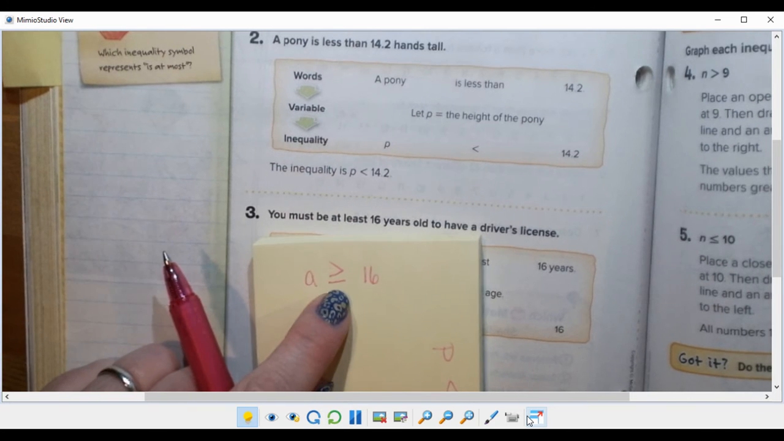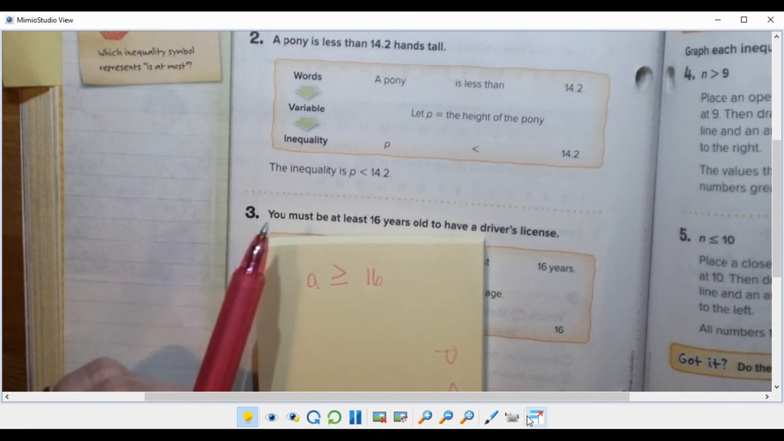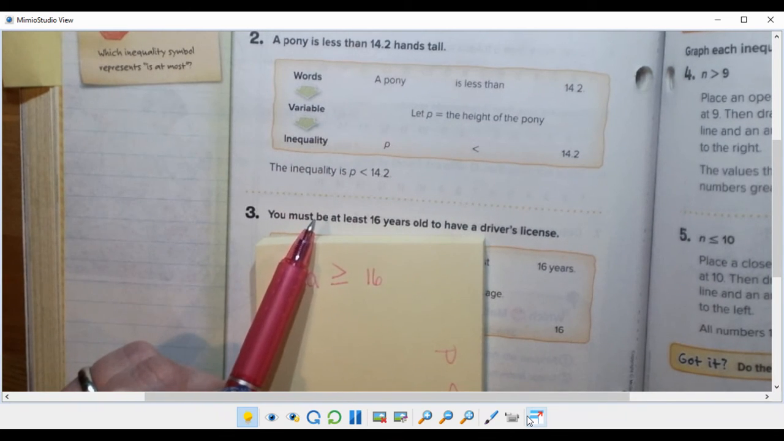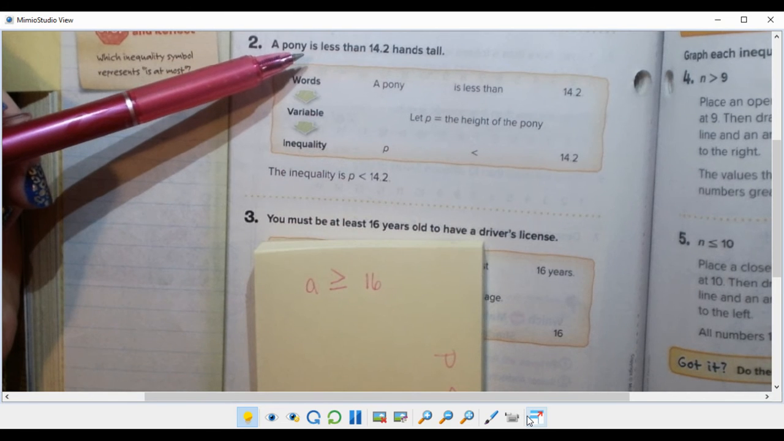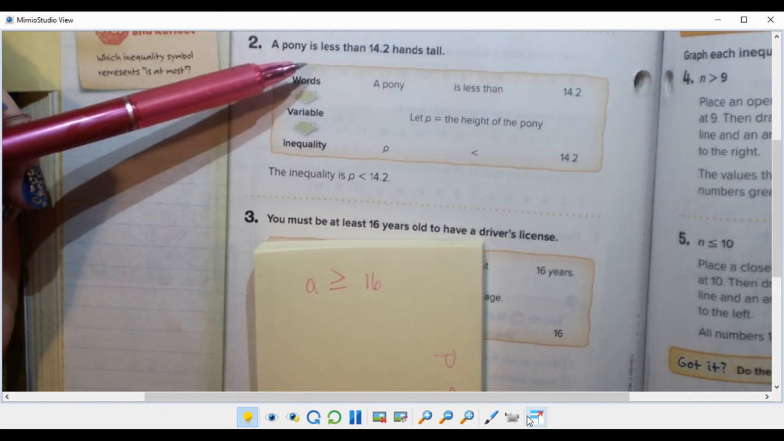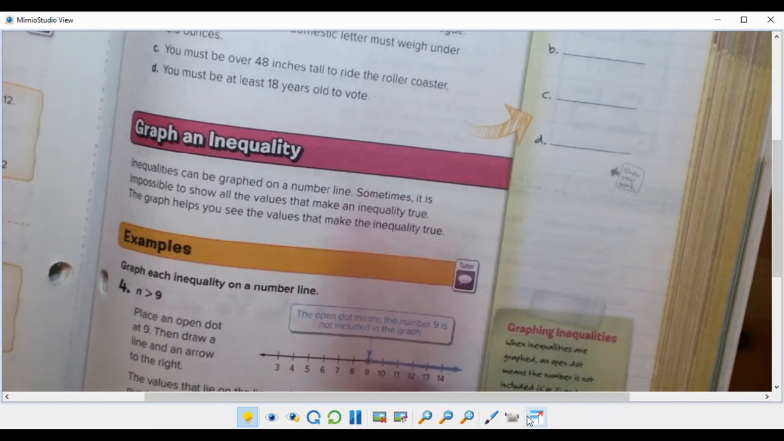So for the ones that have the line underneath it, you're going to see words like at least, at most, no more than, no less than. All right, a little bit different than when you see just simply is less than. All right, let's shift to the next page and we'll do some more practice ones here.